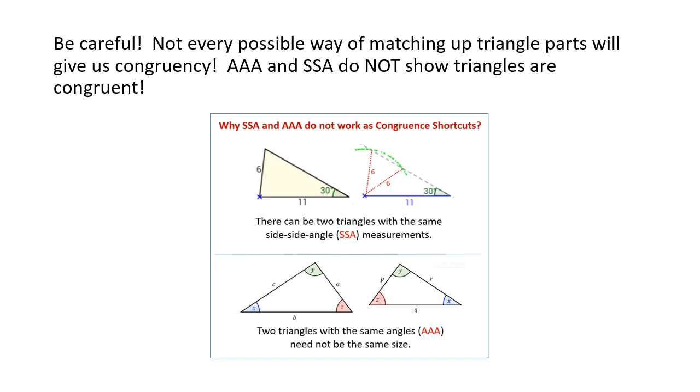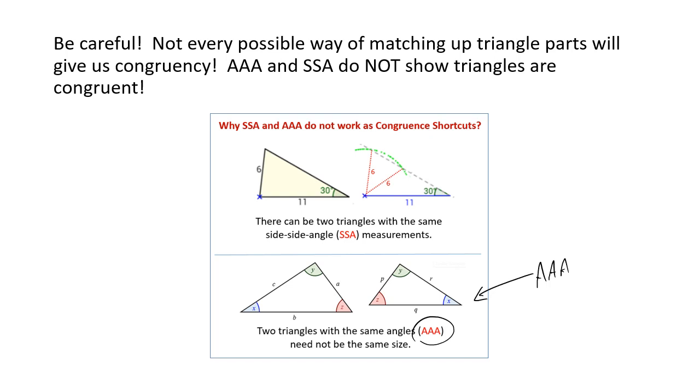Now, you want to really be careful because not every possible way of matching up triangle parts will give us a congruency. AAA, or angle, angle, angle, does not show us that triangles are congruent, and neither does SSA. And I want to take a moment to talk especially about AAA. If all the angles are the same, which is this case here on the bottom, and it's written right there, you can see that there's nothing that will make the sides to be the same.